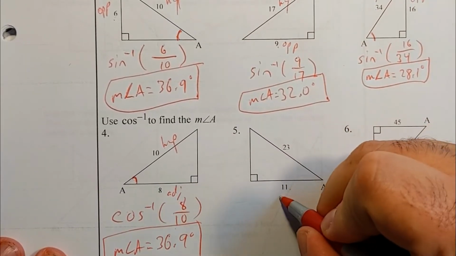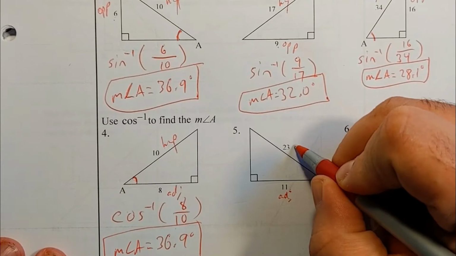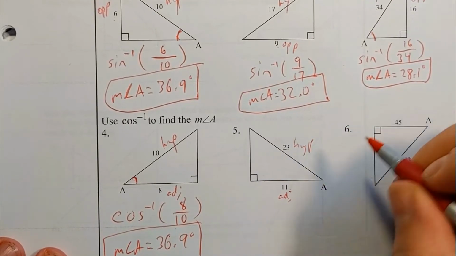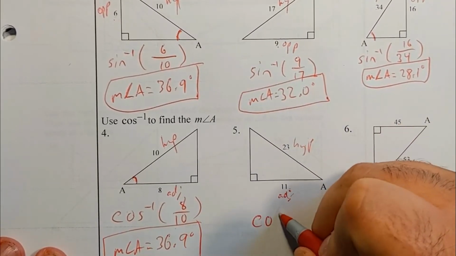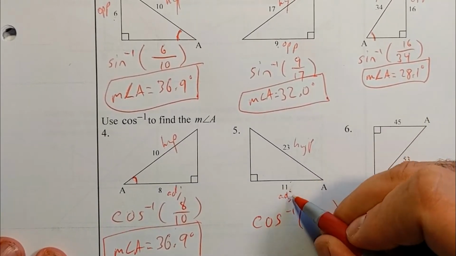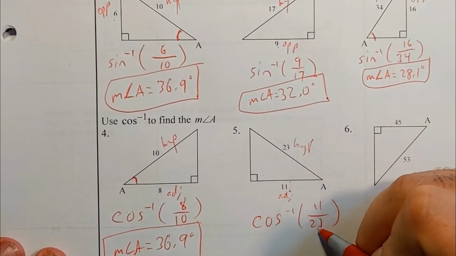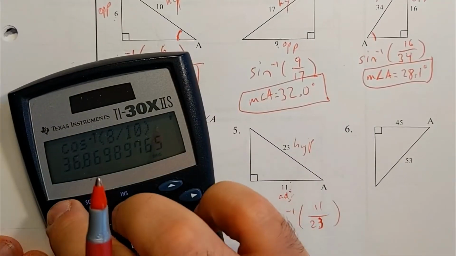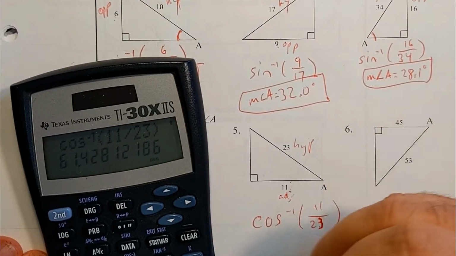Number 5, 11 is your adjacent, 23 is your hypotenuse. Adjacent and hypotenuse is why we're going with cosine. We're looking for the angle, so it's inverse. Adjacent goes on top, hypotenuse goes down to the bottom. Put it in the calculator, and you get 61.4.